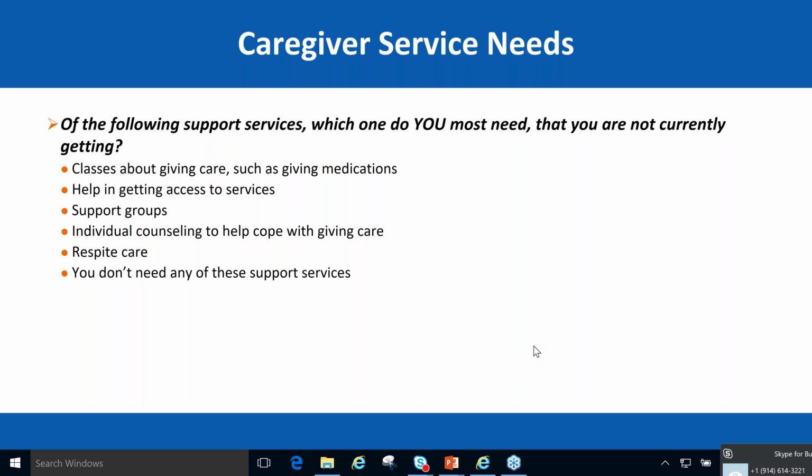The other option is that they may be getting the services that they need already, so they just don't have an unmet need for services. So this is only seeking to identify unmet needs among caregivers, not the activities or the services that they're currently using. We don't have a way to capture that in this data set.